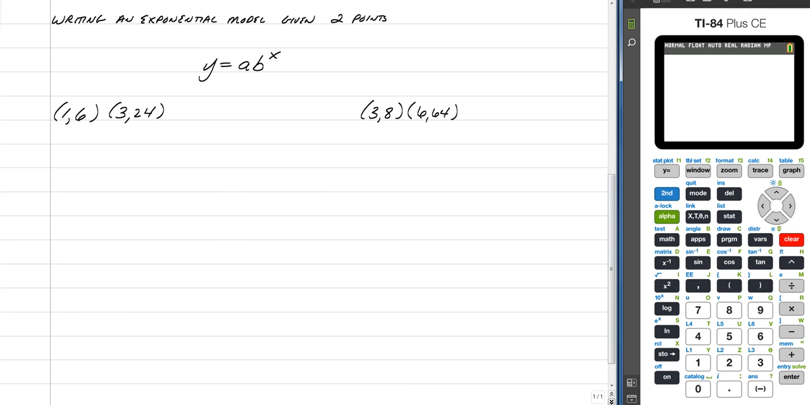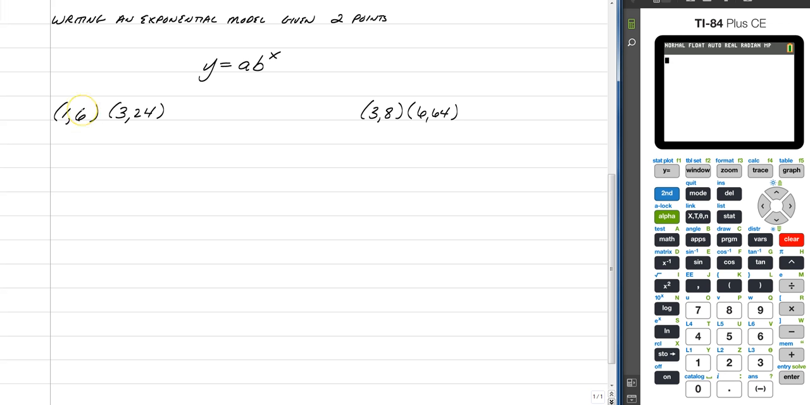So we know the exponential equation is y is equal to ab to the x power. And what we're actually going to do is use a system of equations to do it, not system of linear equations. These are not linear. But we're just going to use substitution to do it. So what you do is you take your points and you substitute them in for x and y.